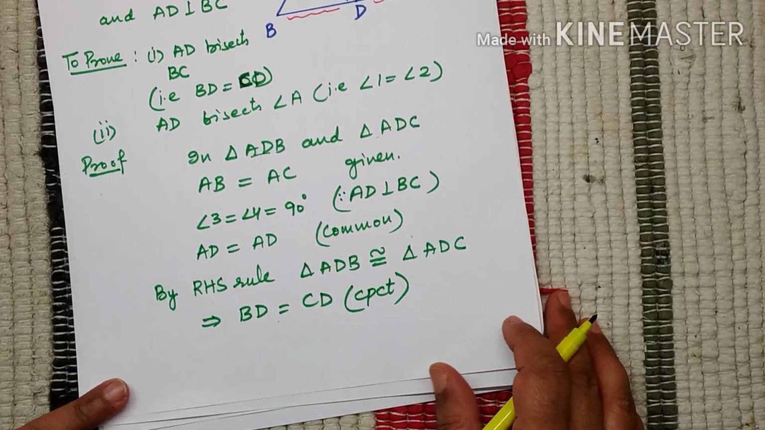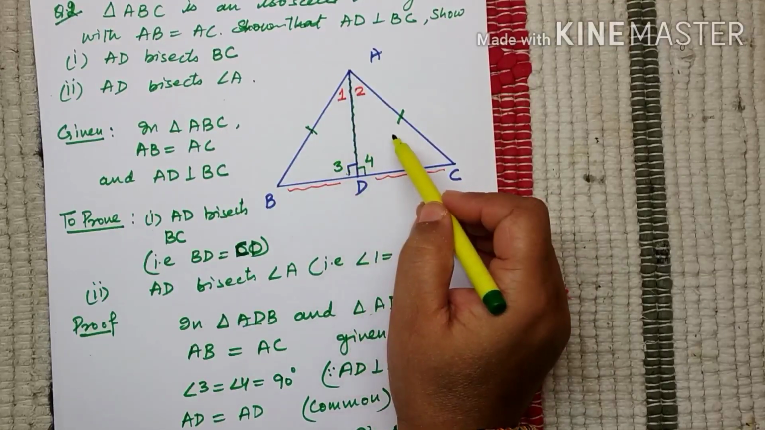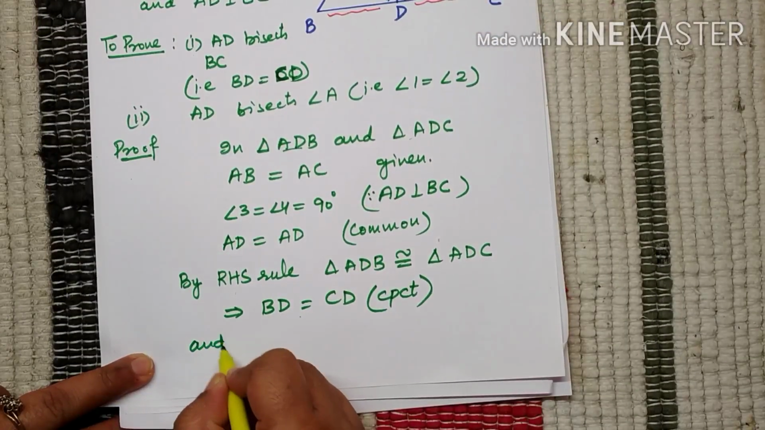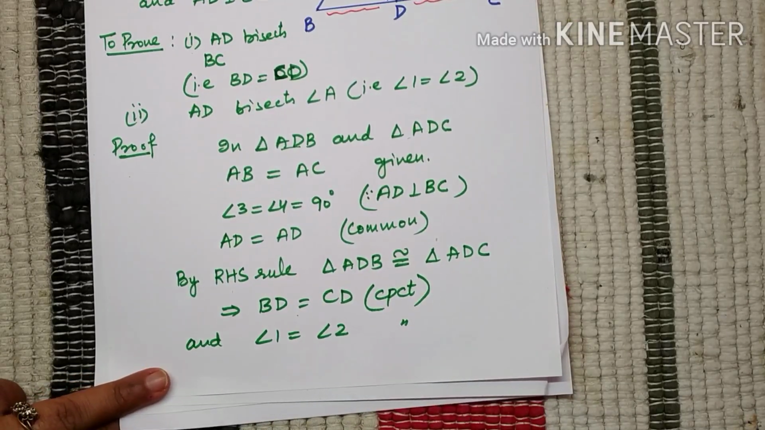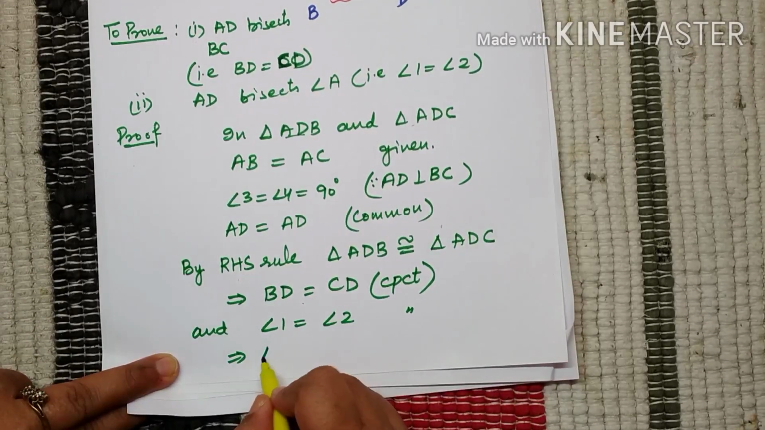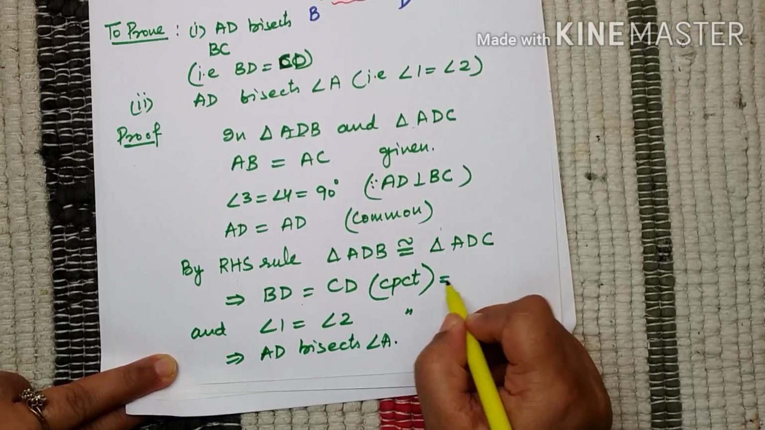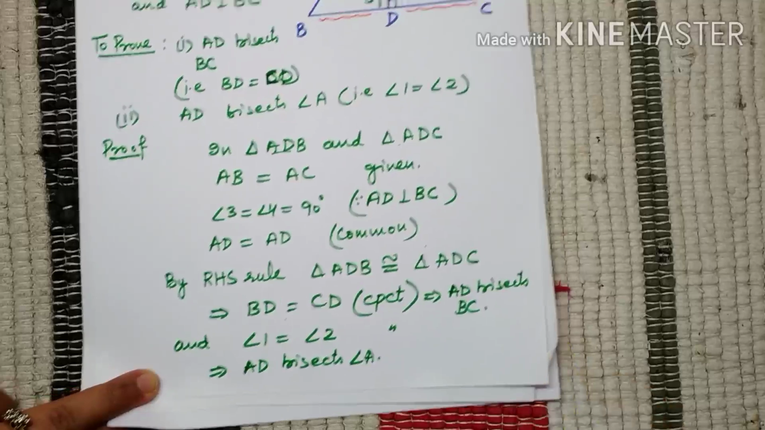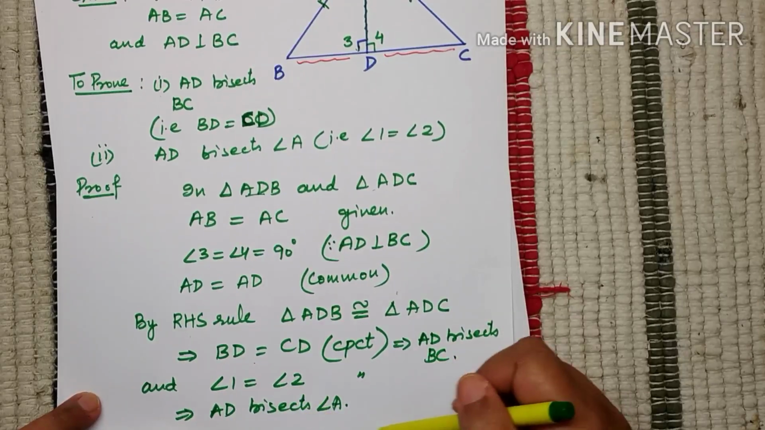First part done. Now in the second part, I need to prove these angles equal. See children, these angles are also part of these two triangles, and if the triangles are congruent, these angles will also be equal, angle 1 equal to angle 2. Again the reason is the same, CPCT. So we have proved this implies AD bisects angle A, and this implies AD bisects BC. So we have done both the parts here. BD equal to CD implies AD bisects BC. Angle 1 equal to angle 2 implies AD bisects angle A.